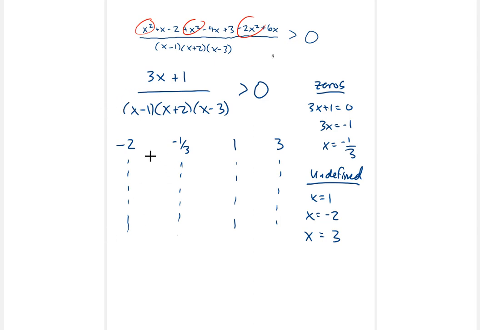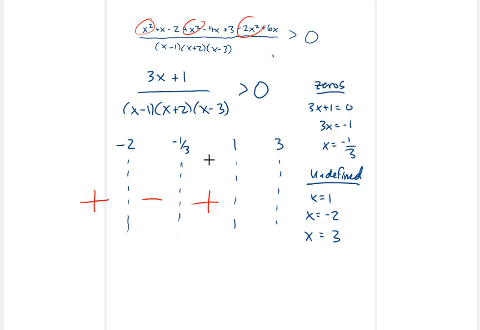what we're going to do is plug in values. And again, we've done this a number of times, so I'm going to kind of fudge on it a little bit and say, all right, if you were to plug in something to the left of negative 2, like negative 3, for example, you would end up with a positive value there. If you plug in something in here, you're going to end up with a negative value. In here, a positive value.